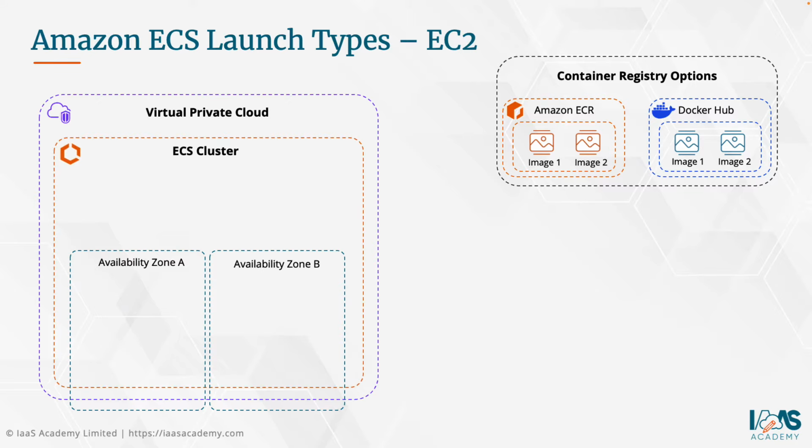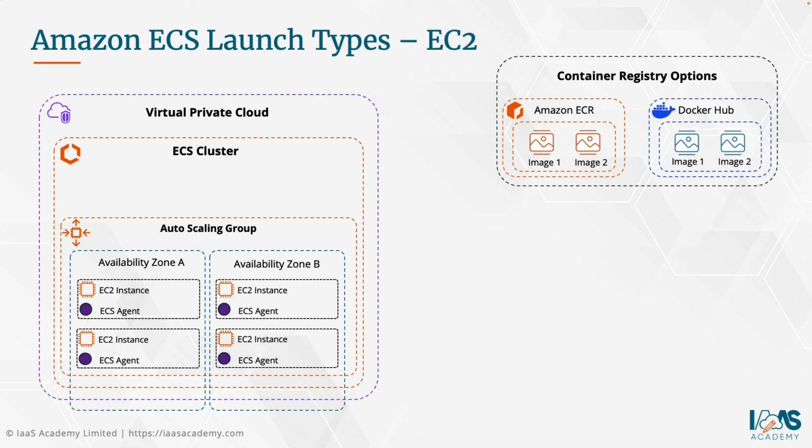You'll configure your ECS cluster and you will define exactly which subnets within that VPC you're going to be using to host those EC2 instances that are running the container agent. You'll also set up an auto-scaling group, and you will use that auto-scaling group to define the deployment of those instances that will be part of that overall cluster.